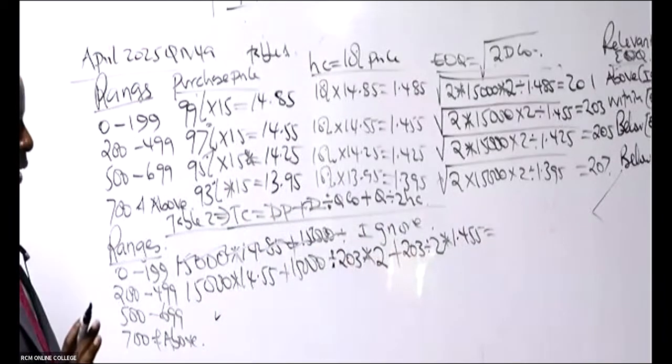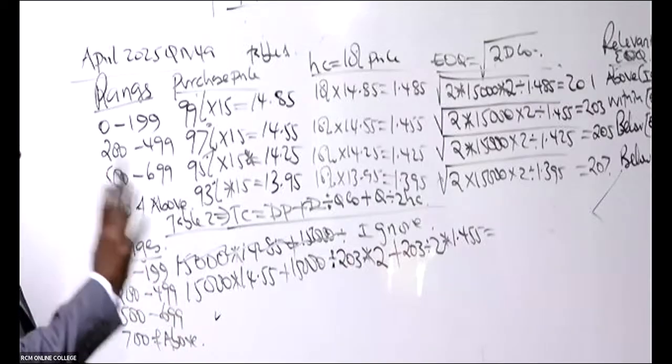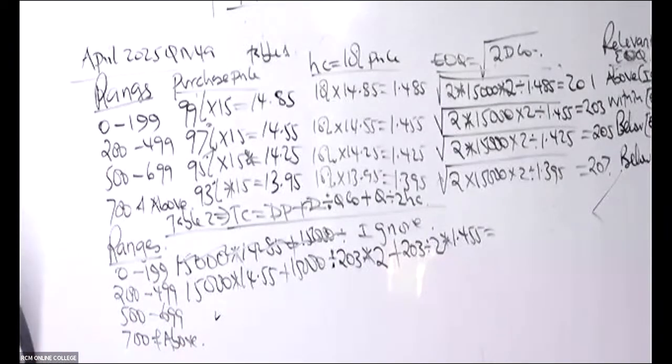So go slowly. Don't put brackets anywhere. Just calculate it slowly. Give me the total cost figure. Just move slowly there.